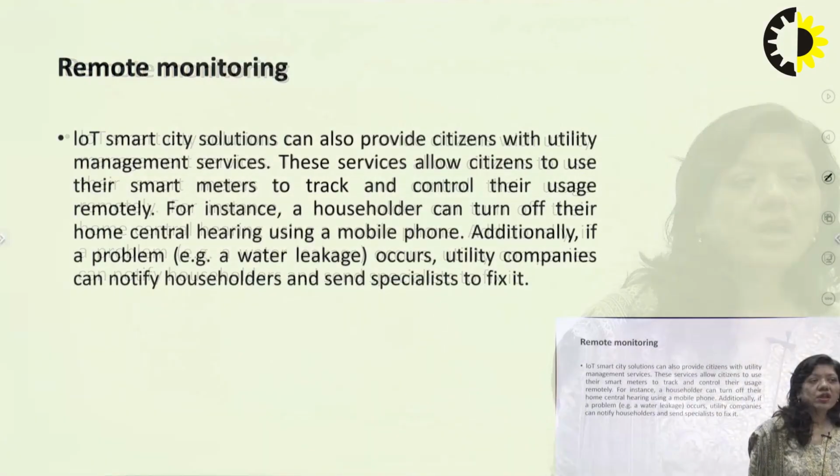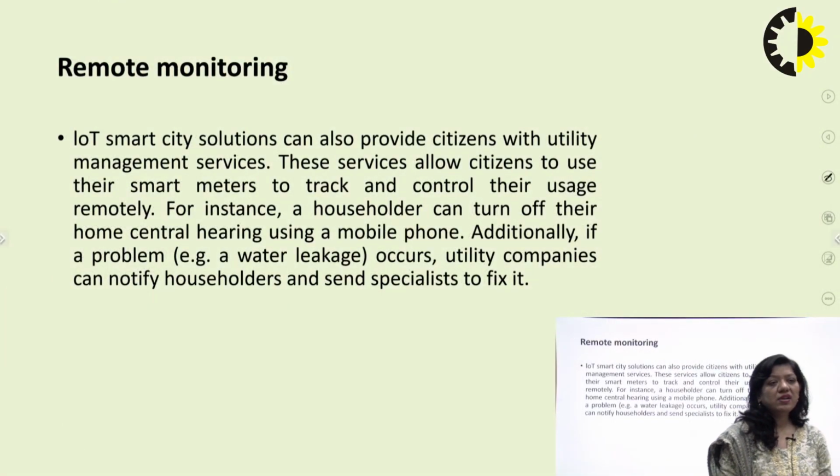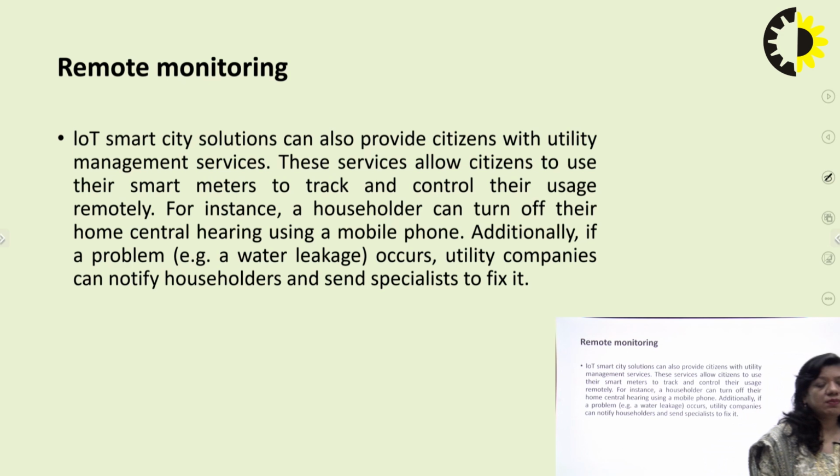Remote monitoring means IoT smart city solutions can also provide citizens with utility management services. These services allow citizens to use their smart meters to track and control their usage remotely. For instance, a householder can turn off their home central heating using a mobile phone. Additionally, if a water leakage problem occurs, utility companies can notify householders and send specialists to fix it.